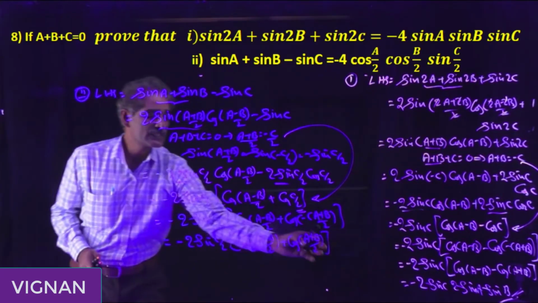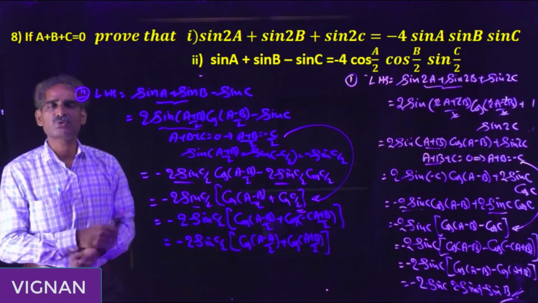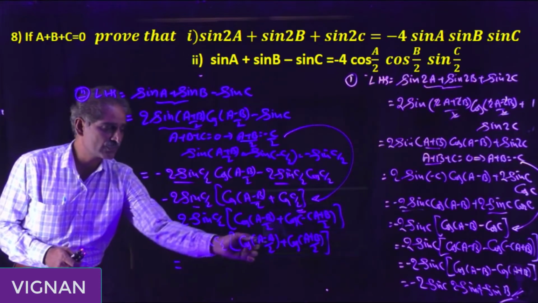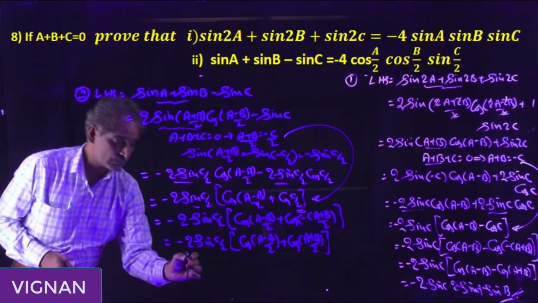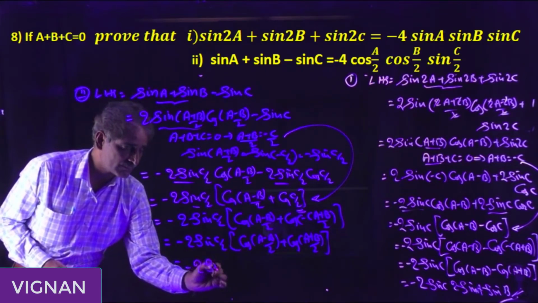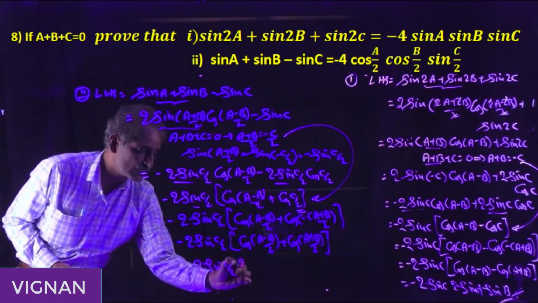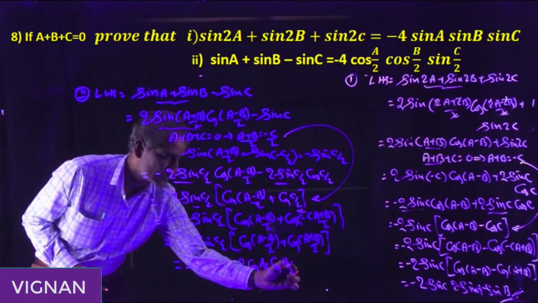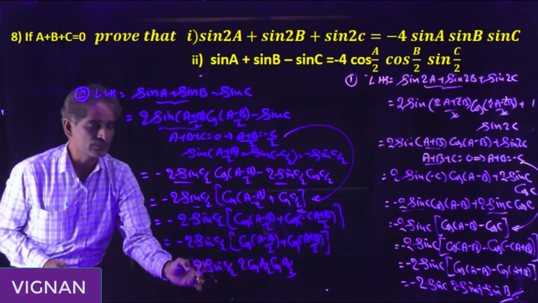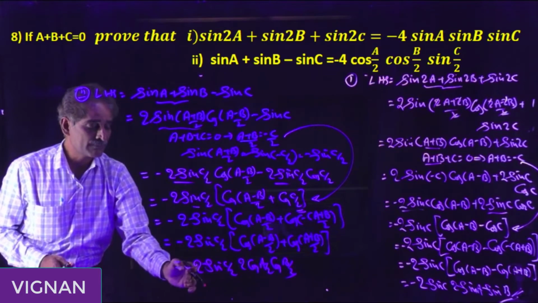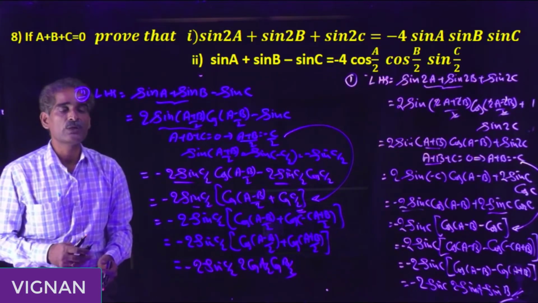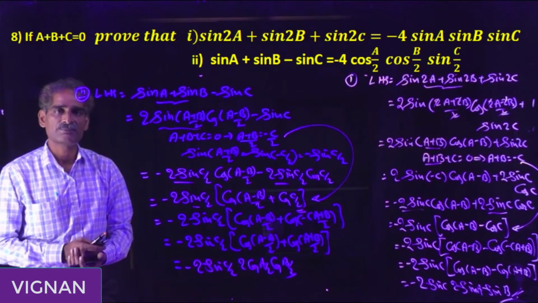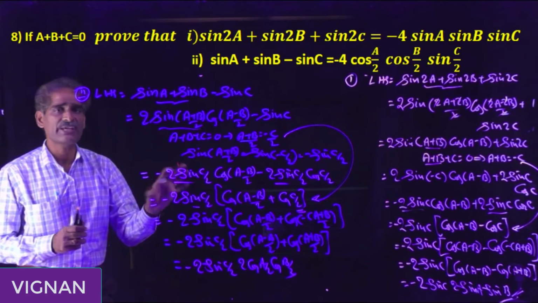Now observe this: cos (a plus b) plus cos (a minus b) equals 2 cos a cos b. Simply write down the formula for that. So minus 2 sin c by 2 into 2 cos a by 2 cos b by 2. By multiplying 2 into 2 we get 4. Therefore minus 4 into cos a by 2 cos b by 2 sin c by 2. That is the answer. Okay, the process is the same.